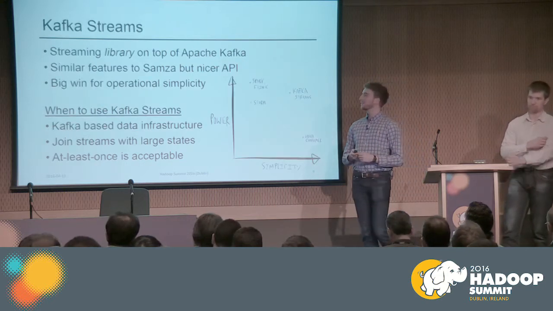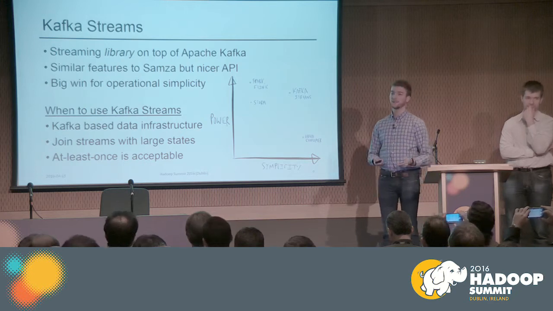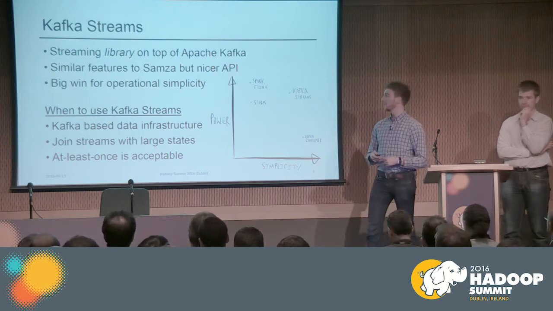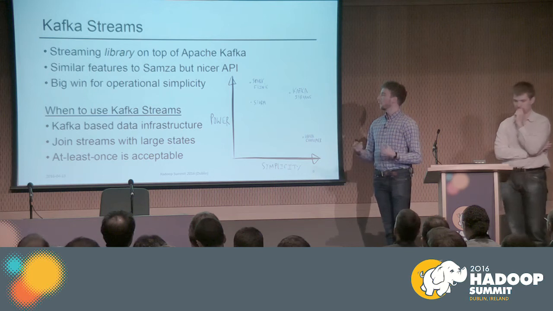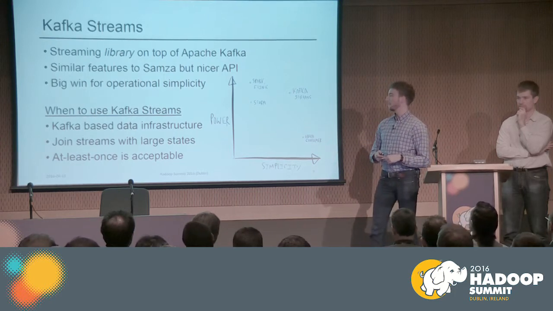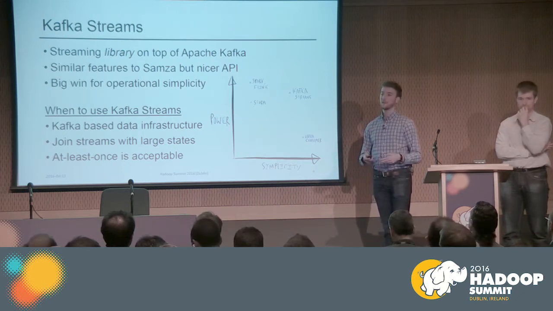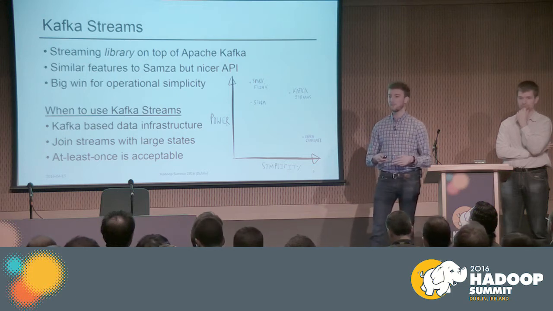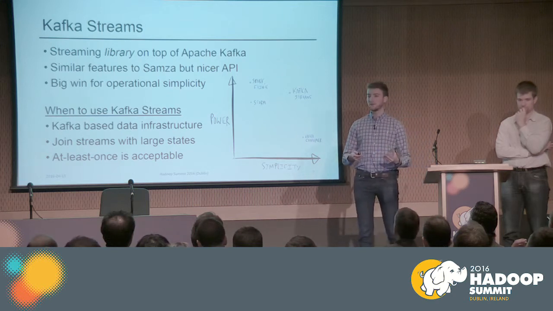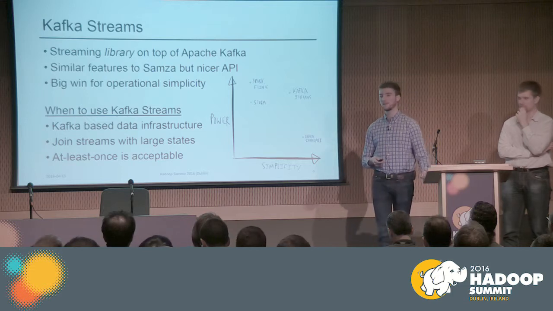A related system to Samza is Kafka Streams, which is a streaming library built directly on top of Apache Kafka. The feature set is, of course, very similar to that of Samza, but it has a much nicer, higher-level API. So I'm not going to talk too much about this. When would you use Kafka Streams? Basically, when you would have used Samza too. But also, a little bit of advantage here is that if you have already a Kafka-based data infrastructure, building very small processing jobs with Kafka Streams is very handy, because in many cases in your company, you really just want to write a small Kafka consumer and look at the stream. In this case, Kafka Streams is an ideal choice.